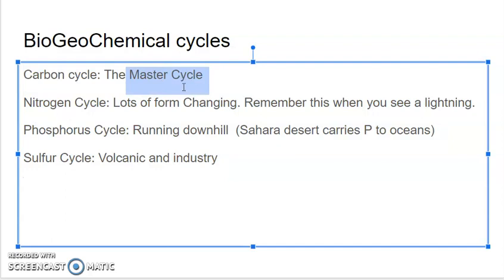Nitrogen cycle: when you see lightning, please remember the nitrogen cycle, because without lightning we cannot have the nitrogen cycle. There would not be life on the earth without nitrogen. Phosphorus cycle: you may remember the Sahara desert. It carries phosphorus to the ocean. And the sulfur cycle depends on human activities and also natural activities. We will discuss all this in a different video.